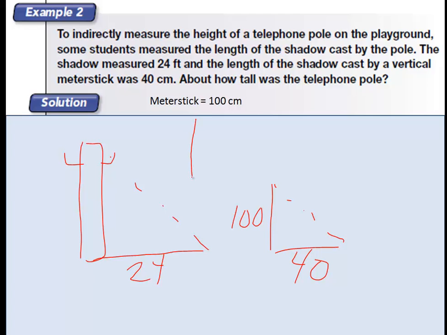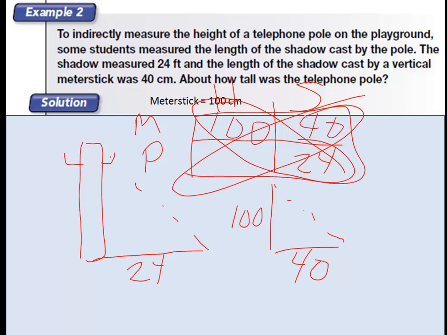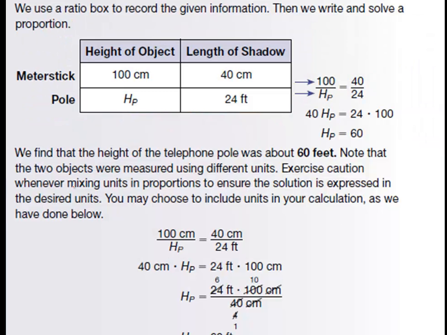So let's go ahead and make our box. We have our height, and then we have our shadow. Let's put in our meter stick here, and let's put in the pole right there. We don't know the height of the pole, but we do know the shadow was 24, and we know that the shadow of the meter stick was 40, and the height of the meter stick was 100. So once we have that, we can cross multiply, divide by the 40, and come up with our answer of 60 feet, so the pole was 60 feet tall.